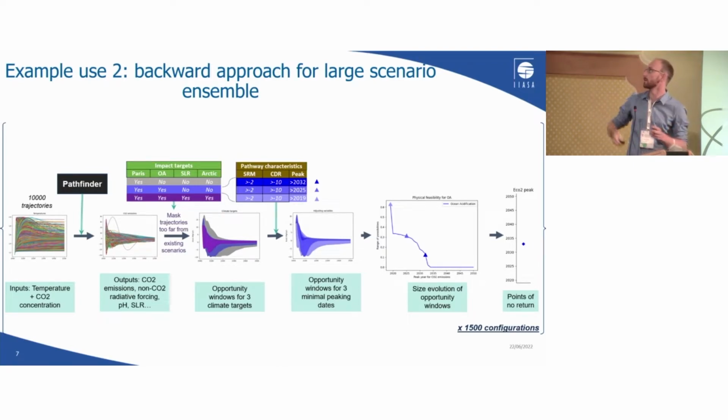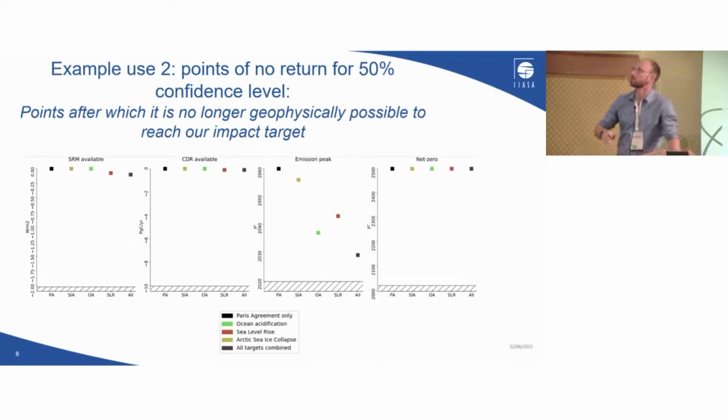But if you reproduce it with a Monte Carlo in a lot of configurations, you get this physical uncertainty, and so you can define this point of no return for different confidence levels. Those are the points after which it is no longer geophysically possible to reach our impact targets. The confidence level means in how many sets of parameters we can find this limit. Here it is for 50%, and you can do it for a wide range of pathway characteristics, such as the quantity of geoengineering technologies available, when emissions peak, the date of net zero, or actually every pathway characteristic you could find relevant.